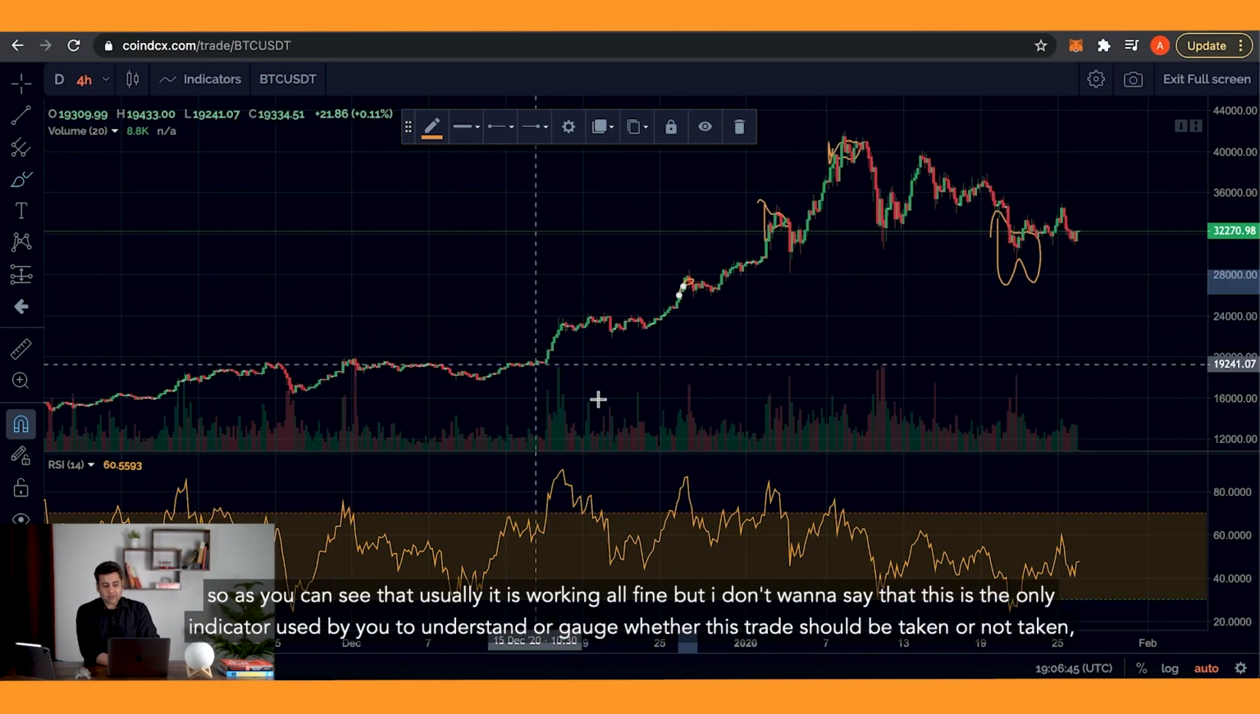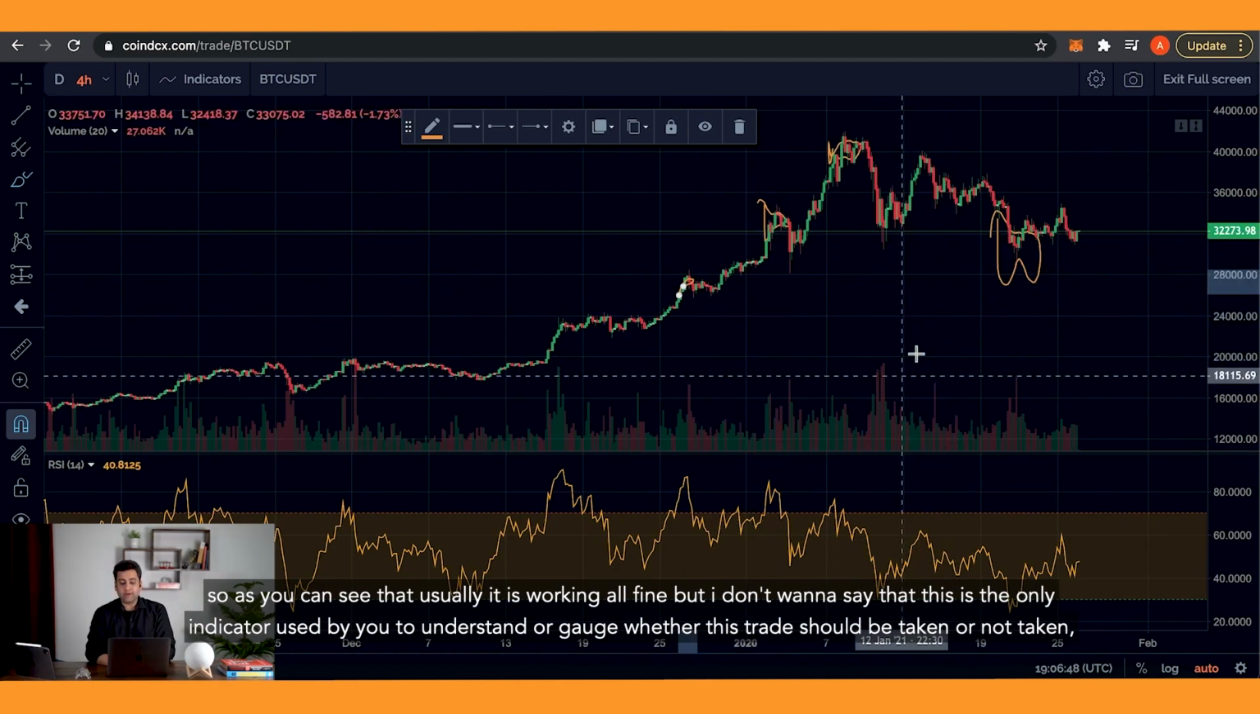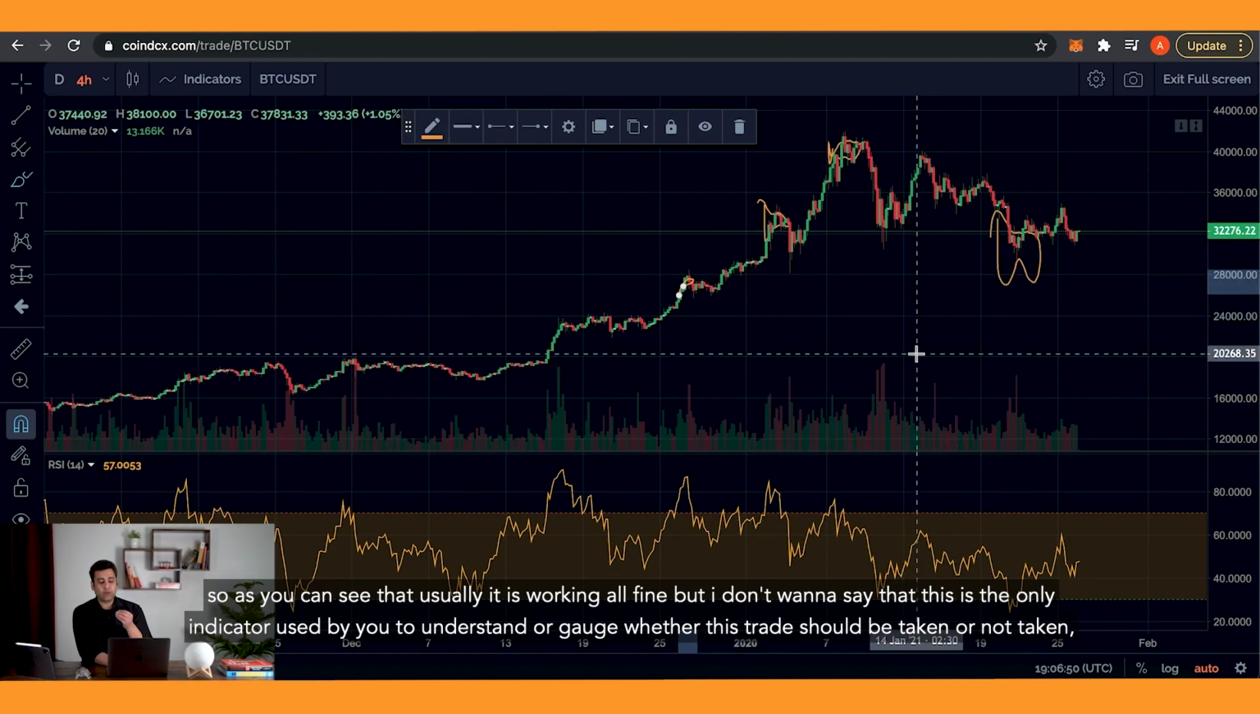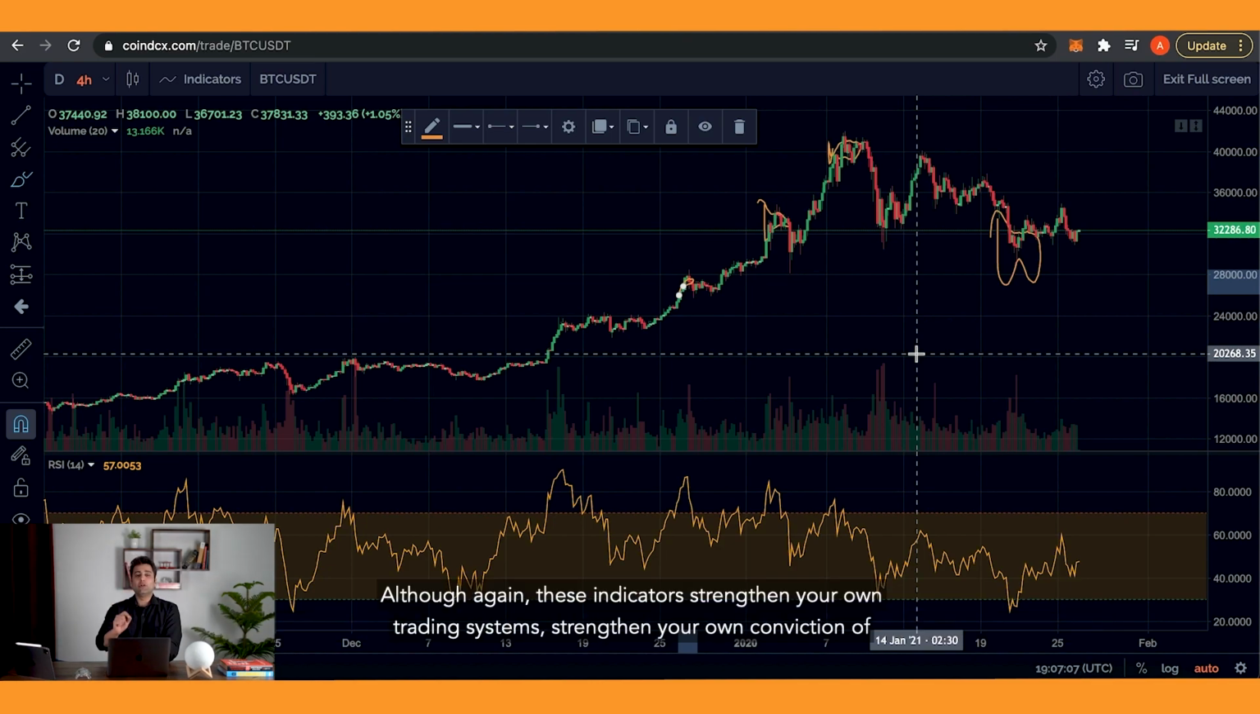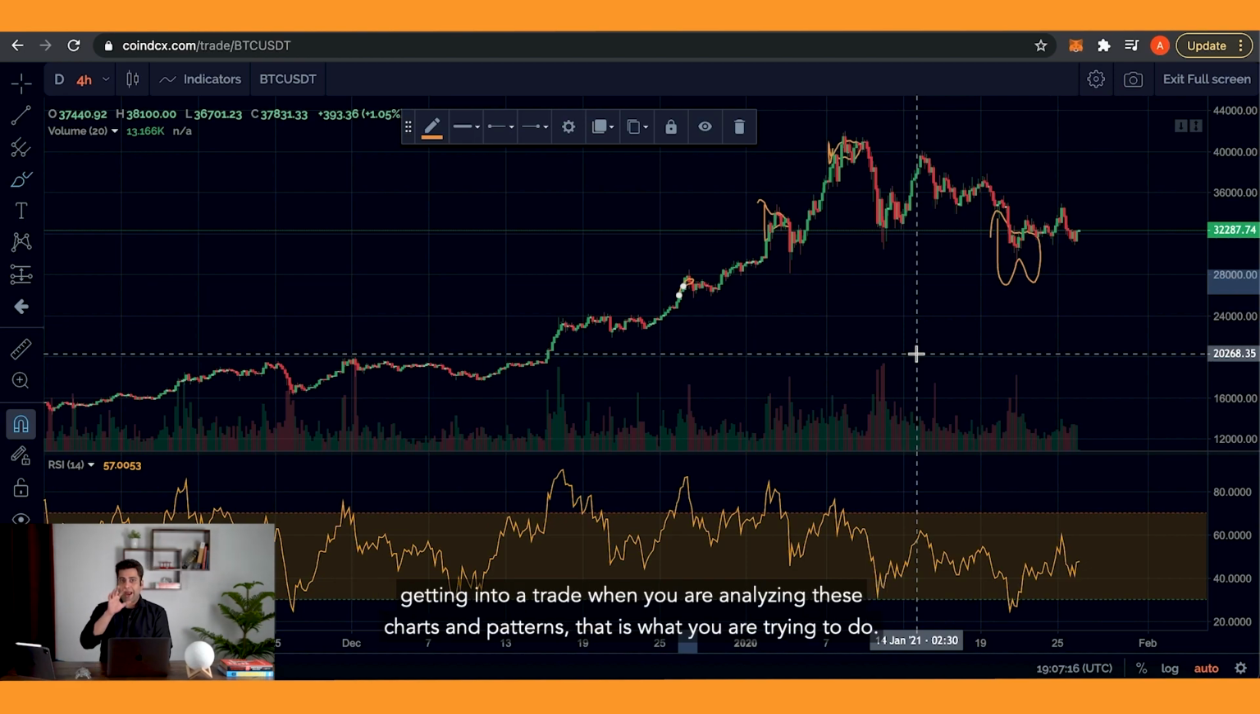So as you can see, usually it's working out fine, but I'm not going to say that this should be the only indicator used by you to gauge whether this trade should be taken or shouldn't be taken, or should you be buying it because it's oversold, or selling it because it's overbought. Although again, these indicators strengthen your own trading systems, they strengthen your own conviction of getting into a trade. When you're analyzing these charts and these patterns, that's what you're trying to do.